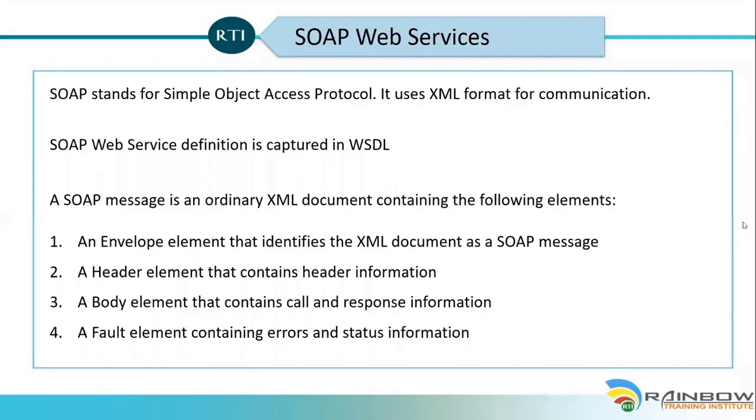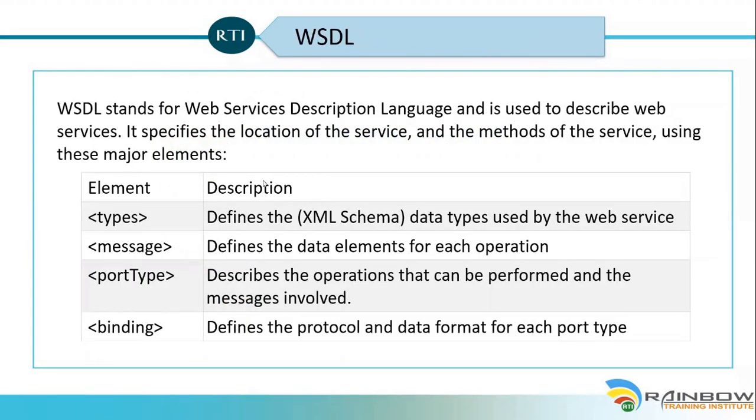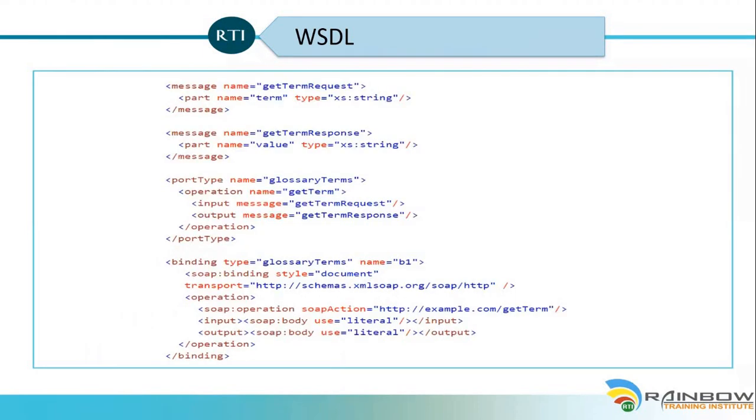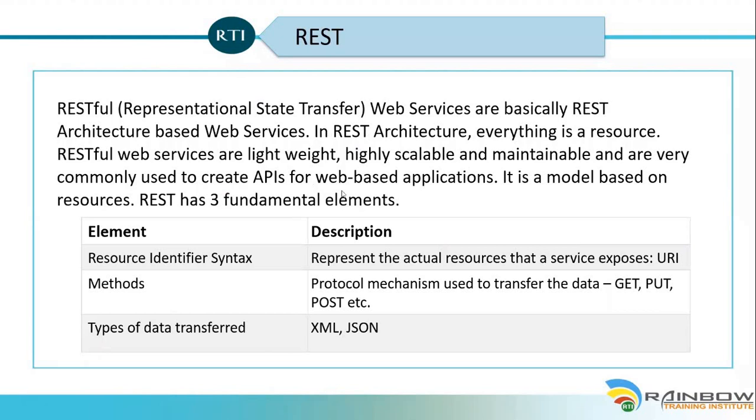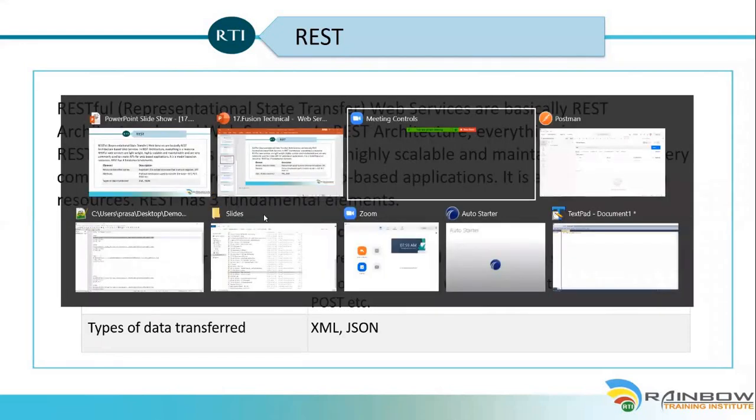A SOAP service has an envelope element, header element, and a body element, and SOAP services use XML format for communication. So we have covered all of this in the previous session, and we've talked about what a WSDL is, what a WSDL contains, and what it stands for. And in today's session, we will look at how you can use REST APIs to load data into a cloud application and at the same time to extract it from the cloud application.